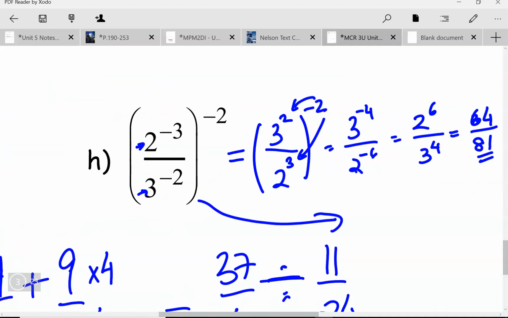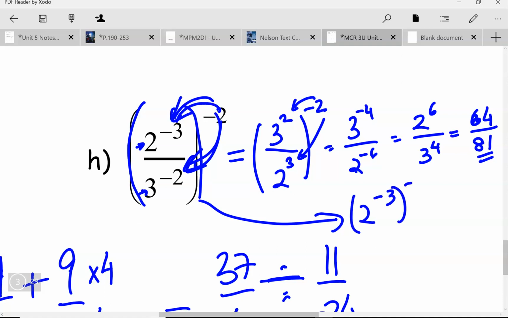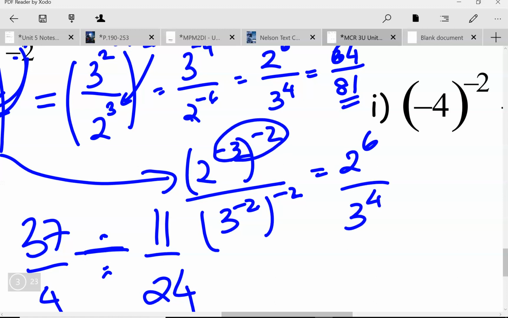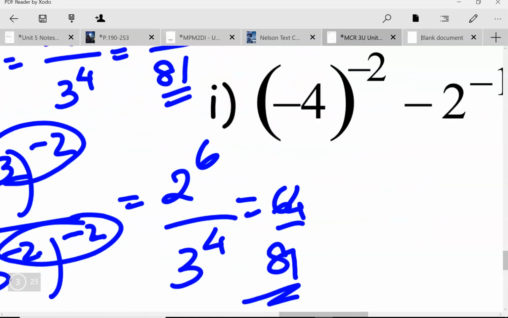Alternatively, the easy method is to realize that instead of working to simplify this first, if I just multiply it here, because there's the whole bracket, this negative 2 applies to both here and here. So realistically, this is 2 to the power of negative 3 to the power of negative 2 divided by 3 to the power of negative 2 to the power of negative 2. This negative 2 applies as an exponent to both the numerator and the denominator. So this is just 2 to the power of 6, multiplication rule, 3 to the power of 4, multiplication rule, and this just gives me 64 over 81. This was the smart way to do it. So hopefully we saw that and we approached it like so.